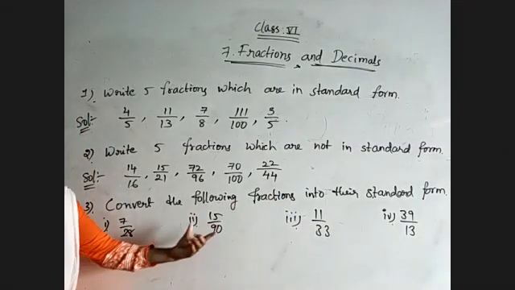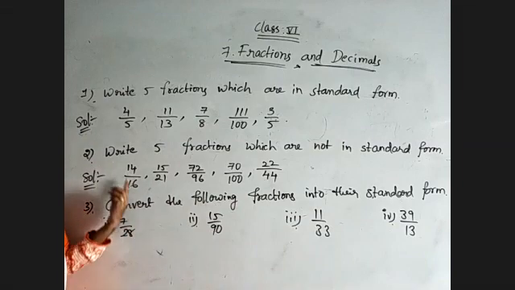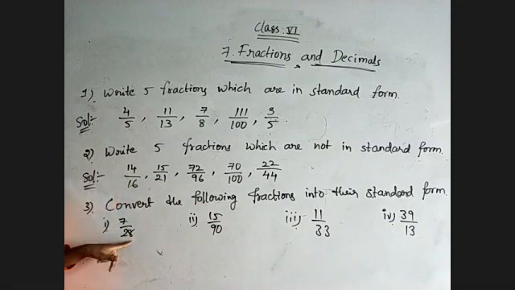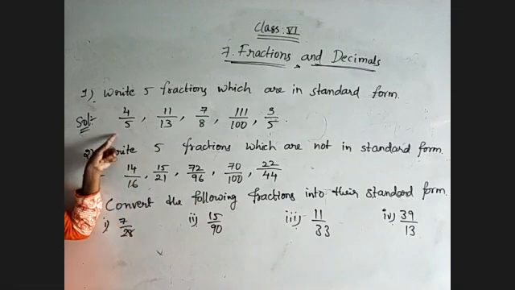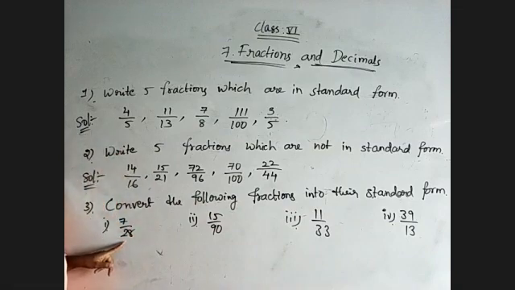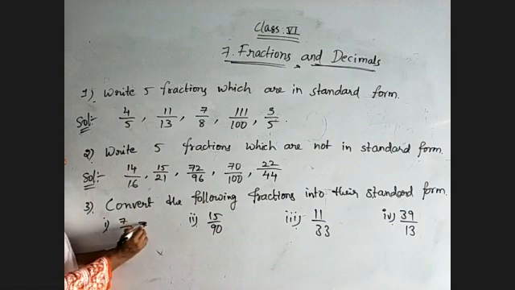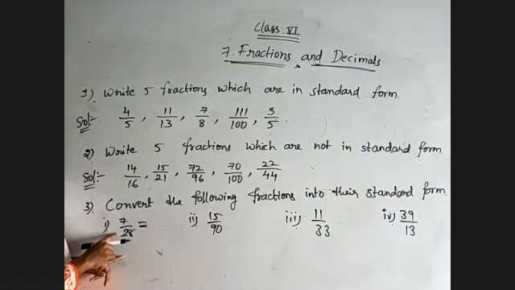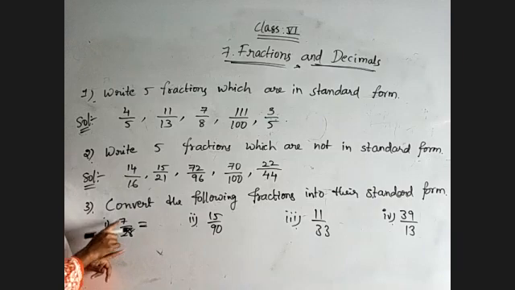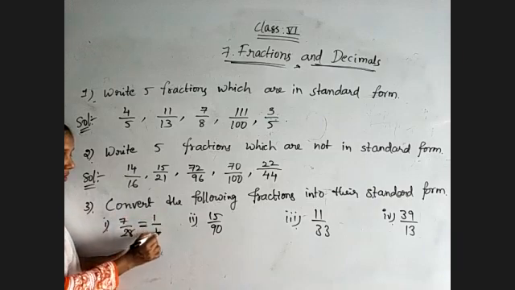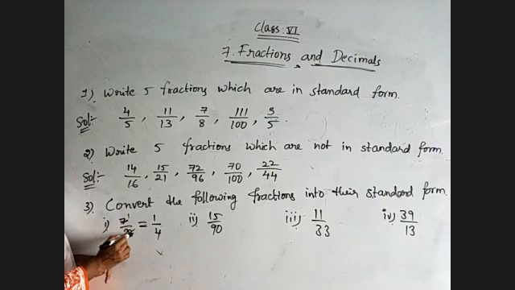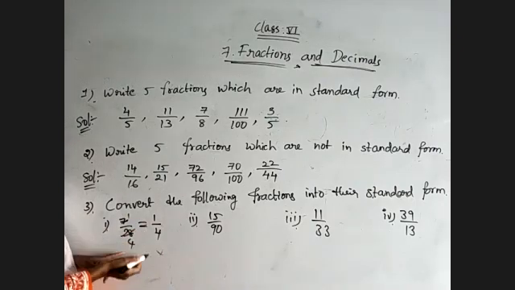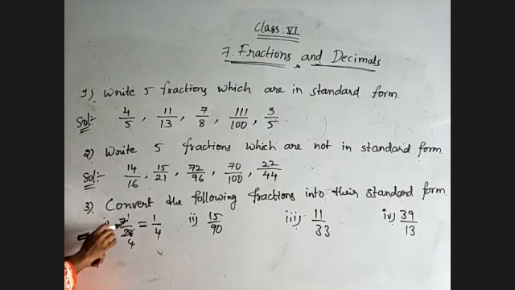See, all these are not in the standard form. We must convert them into standard form like this. They are given in this way, 7 by 28. We must convert like this. So, just observe 7, numerator and denominator. In which table are they cancelled? 7 ones are 7, 7 fours are 28. So, 1 by 4 is the standard form of 7 by 28. 7 by 28 is the equivalent fraction of 1 by 4.